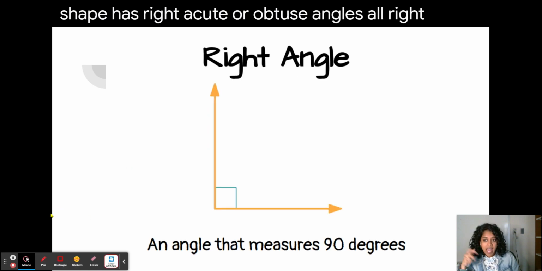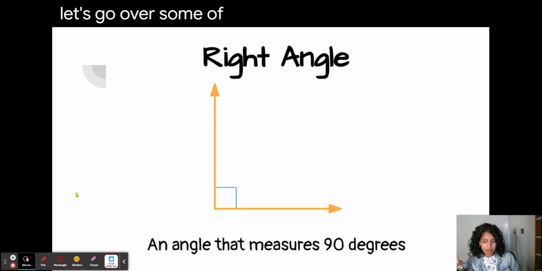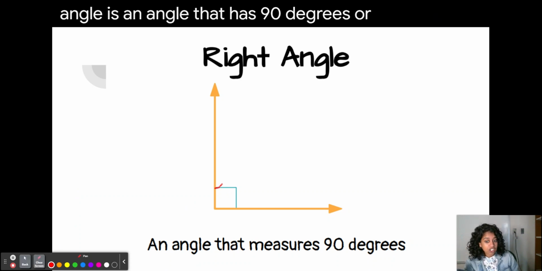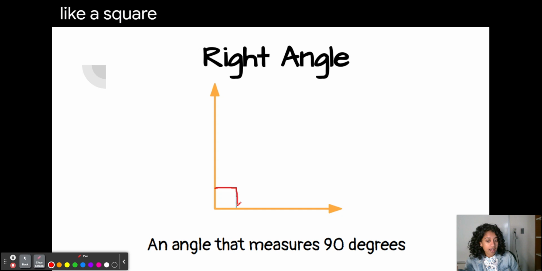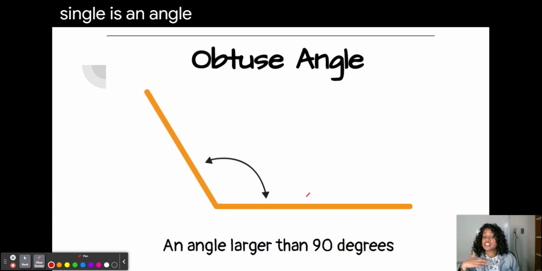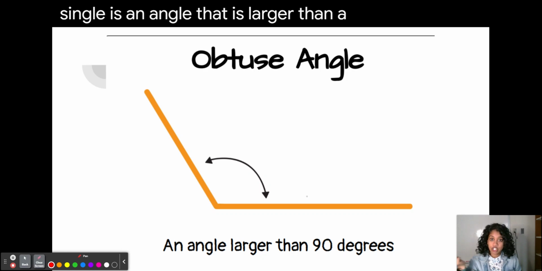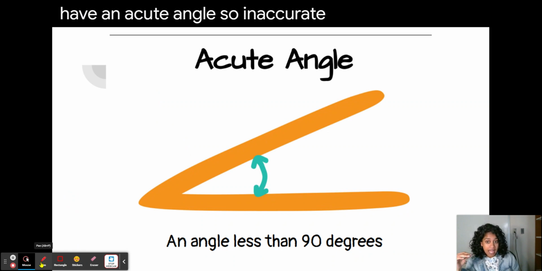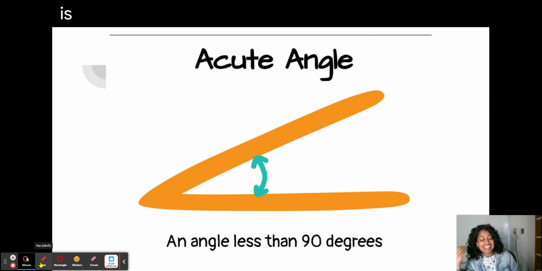Now, let's go over some of our vocabulary words. A right angle is an angle that has 90 degrees, or it looks like a square corner, like a corner angle. An obtuse angle is any angle that is larger than 90 degrees. And an acute angle is an angle that is less than 90 degrees.